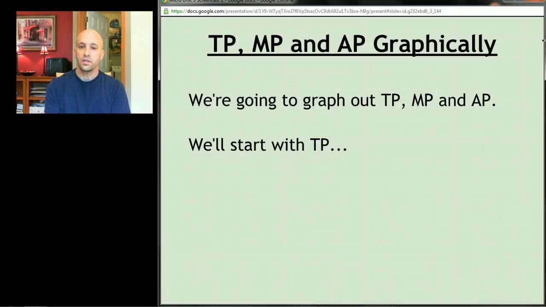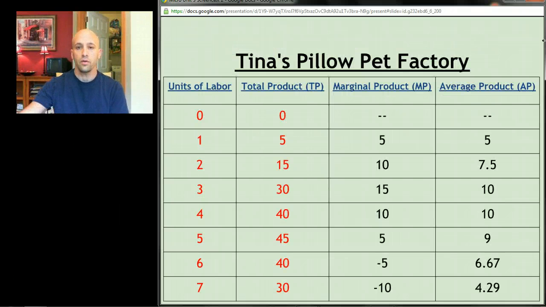Alright, so now we're going to take some of that data and we're going to graph it out. And specifically, we're going to graph out total product, marginal product, and average product and start looking for these concepts in the graph. So let's start with total product. Now notice as you look down that total product column, total product initially increases, it hits some maximum, and then it starts to decrease.